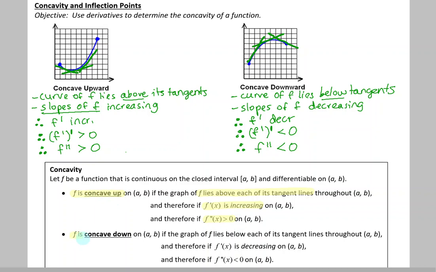For a function that is concave down on the interval a to b, then the graph of f lies below each of its tangent lines. Therefore, f prime is decreasing, and therefore f double prime is negative.